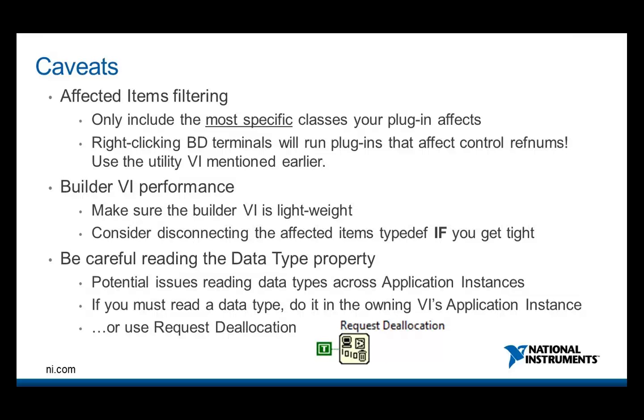Try not to read the data type property is what I'm saying. Try, if you can at all avoid it. For example, I had a plugin that dealt with Booleans, and I was reading the data type of the Boolean, I don't know why, to do something over here, and then I realized I could just read the class name of the control and see if that's Boolean instead of having to read the data type. So there's this request deallocation primitive. I had never used it before this particular problem came about, but if you drop that guy in a VI that is reading the data type property, it might solve any problems you might have been having. But try to avoid data type properties if you can at all.